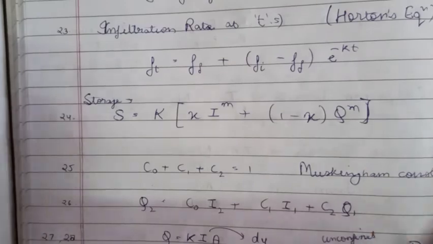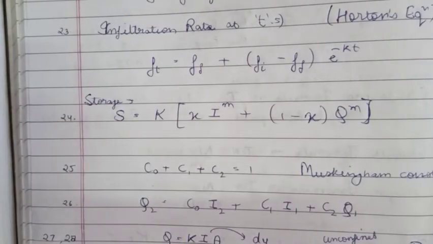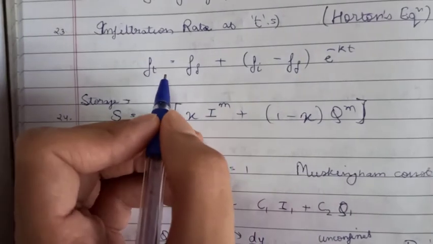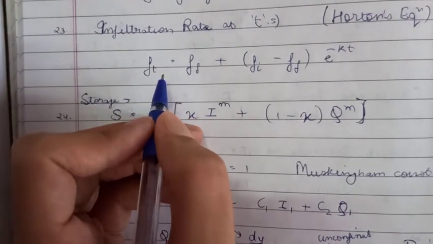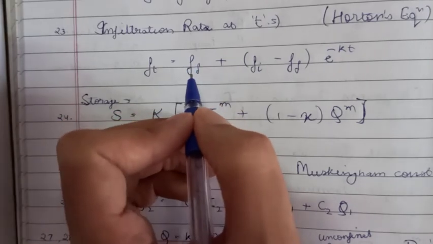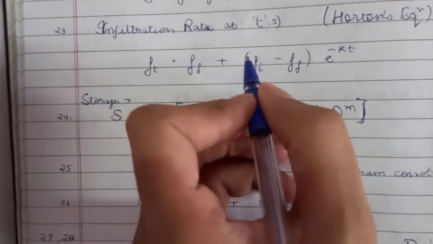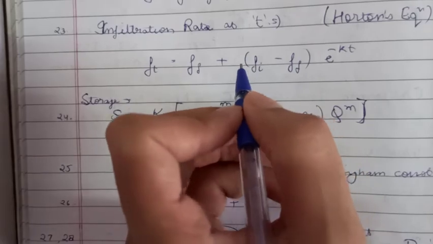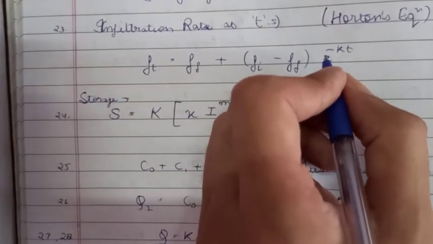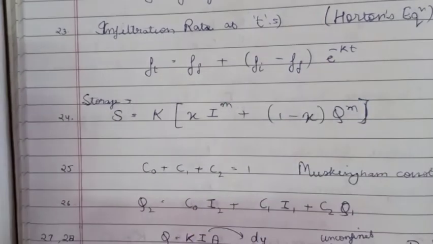Now, infiltration rate as given by Horton. So it's also known as Horton's equation. Infiltration rate at time t will be equal to Ft equals Ff, where Ff is the final rate of infiltration, plus Fi, the initial infiltration rate, minus Ff whole bracket e to the power minus kt, where k is the constant.